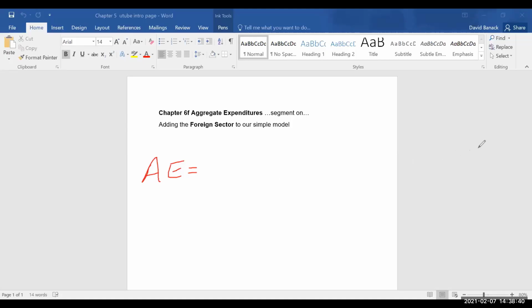Hi, everyone. Welcome to another segment in our chapter on aggregate expenditures. In this segment, we're going to add foreign exchange to our model.